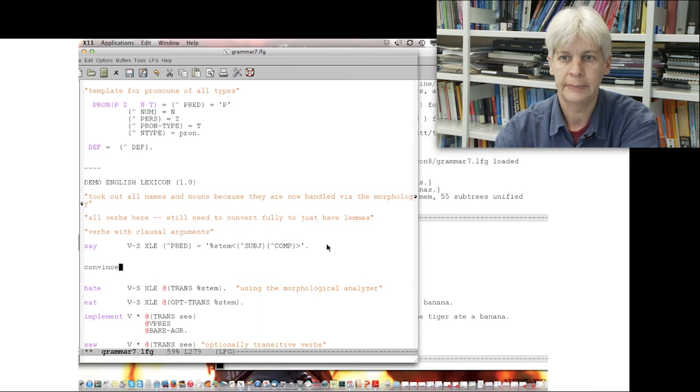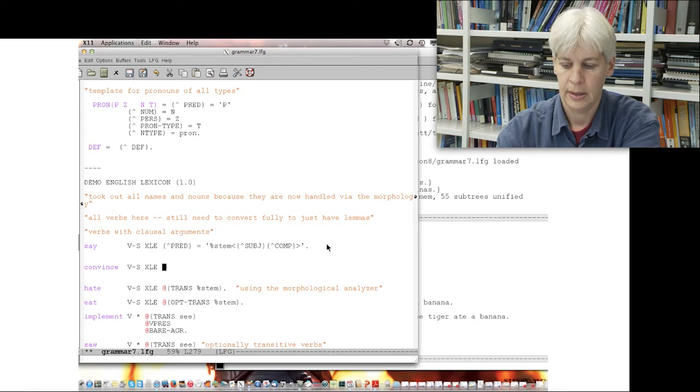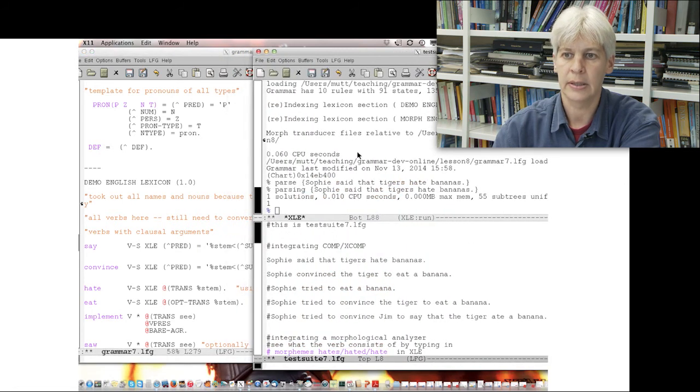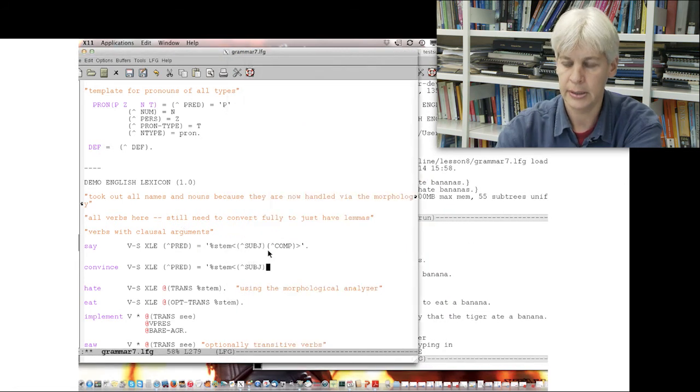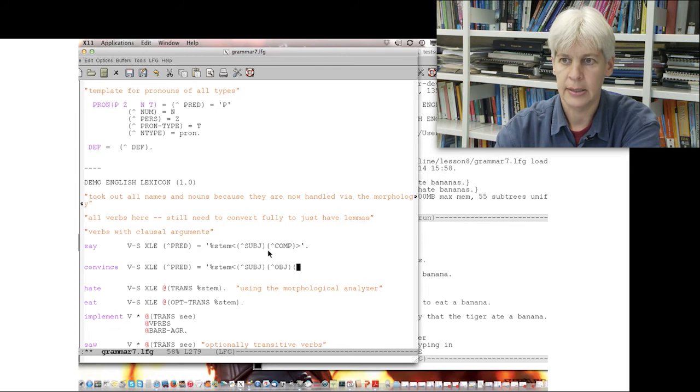Convince, verb stem, XLE. And what do we want to say about this? We want to say up's predicate is equal to the stem that we're getting from the other way, and subject. So what is our sentence? Sophie convinced somebody, right? Convinced the tiger. So we want an object. Up's object will be tiger to eat bananas, an X-comp.